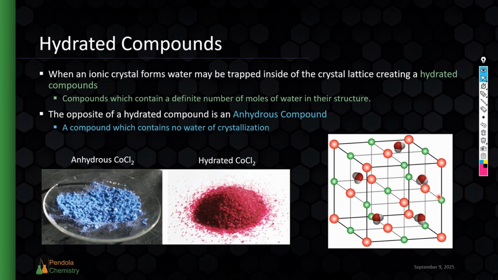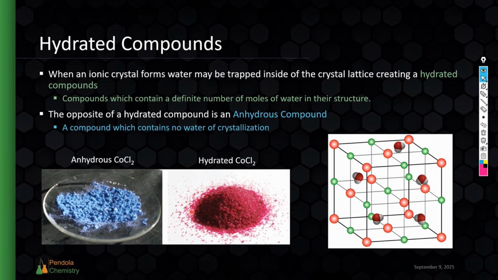We'll get into that in the next slide, but it's not a random amount that's going to vary from one crystal of one compound to the next crystal of the same compound. It's always going to be a definite amount, a specific number. And we can see here what these look like, because one of the common misconceptions about hydrated compounds is that they're wet or that they're liquid. They're not. Hydrated compounds are solid compounds.